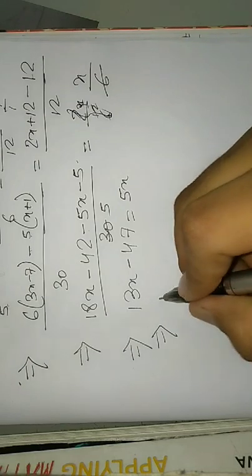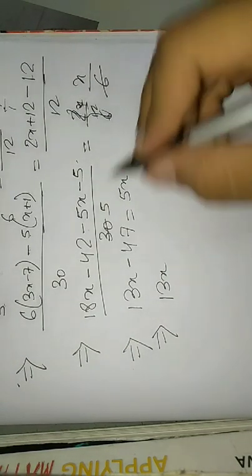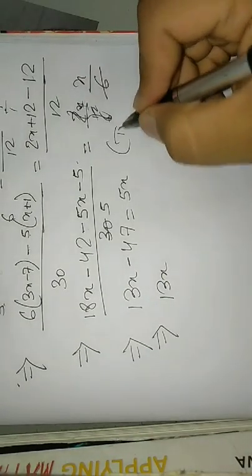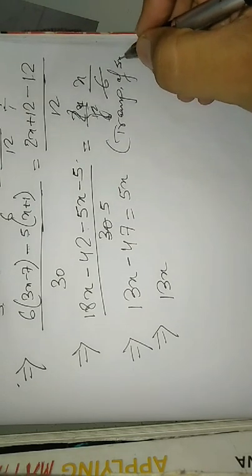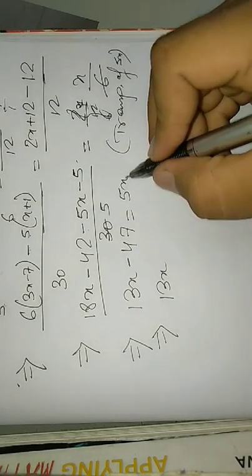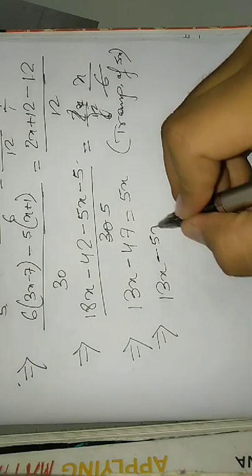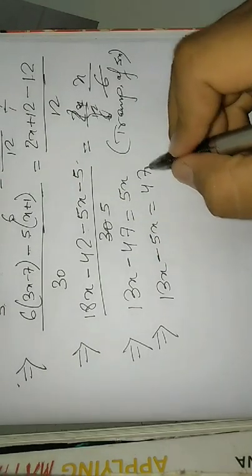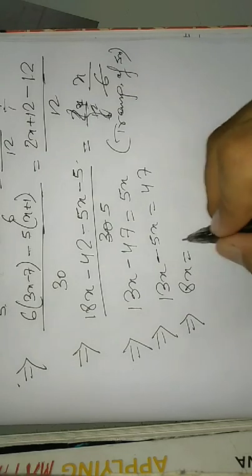Now this 13x will stay over here. This is 5x, a variable on the right hand side. Bring it on the left hand side. Do transposition. So here we are doing transposition of 5x. Okay. So this 5x goes on that side, becomes minus 5x. Minus 47 goes on that side, becomes plus 47. 13x minus 5x becomes 8x is equal to 47.